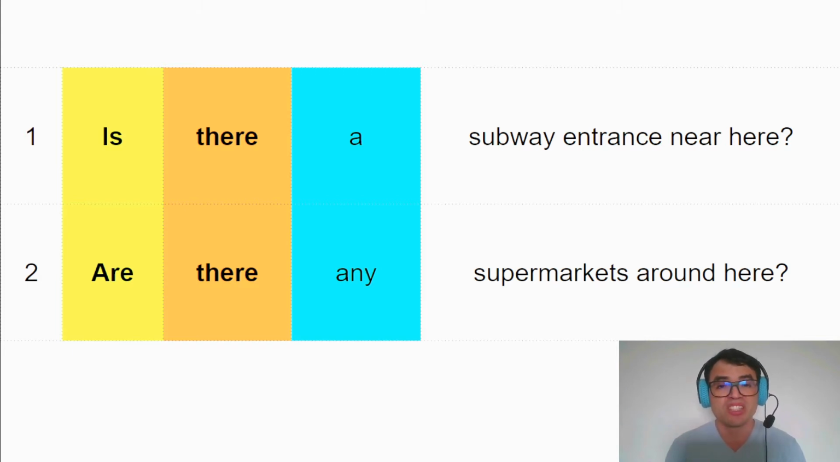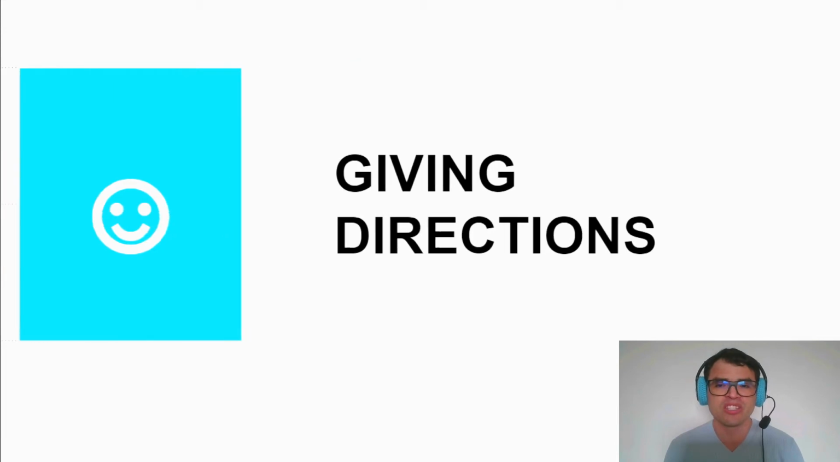1 you have an indefinite article that can be a, because what comes is singular, and in number 2 you can have a quantifier, any. Why? Because what comes next is in plural. So is there a, or are there any? You can use these phrases to ask for directions.